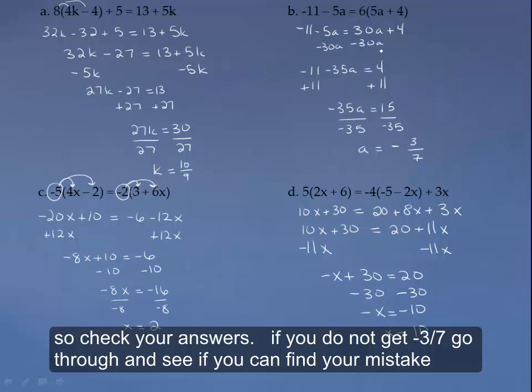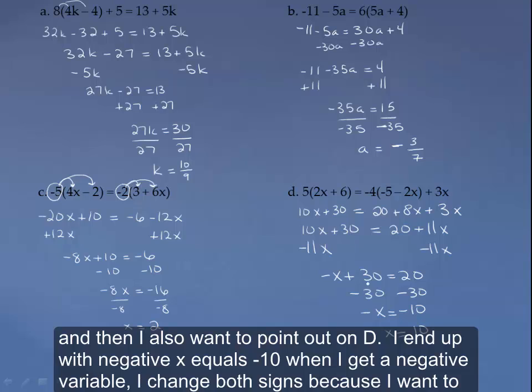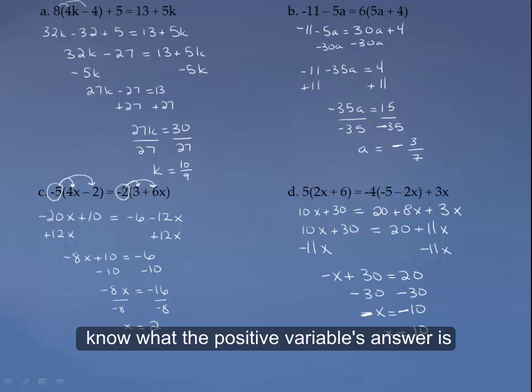So check your answers. If you did not get negative 3/7, go through and see if you can find your mistake. I wanted to point out, when the negative is in the denominator, we never leave a negative in the denominator. We bring it out front or up top. And then I also wanted to point out on D, I ended up with negative x is equal to negative 10. When I get a negative variable, I change both signs because I want to know what the positive variable's answer is.